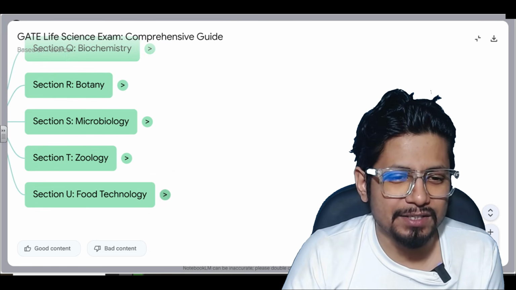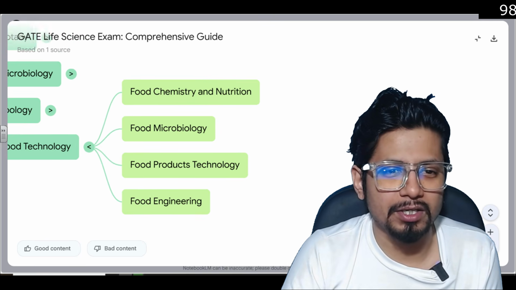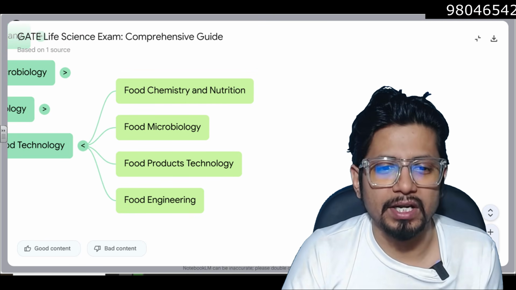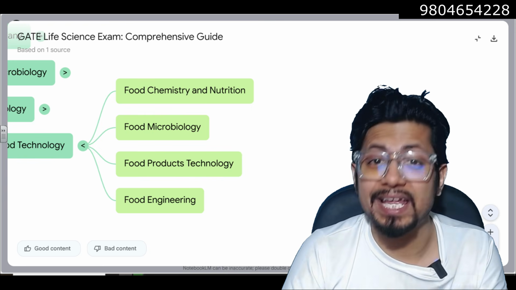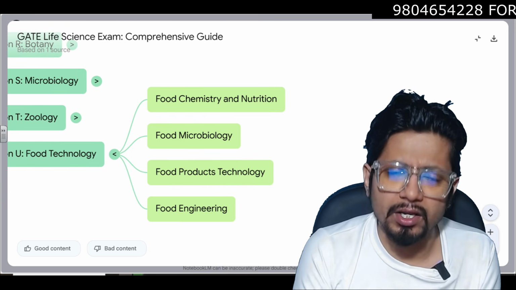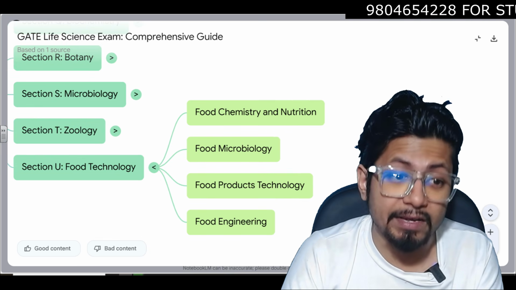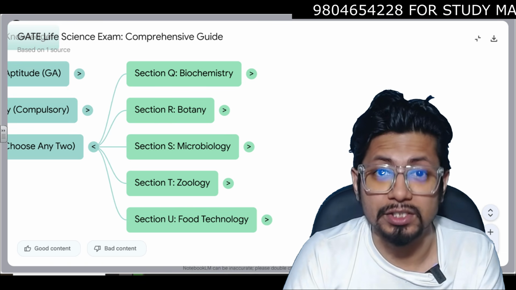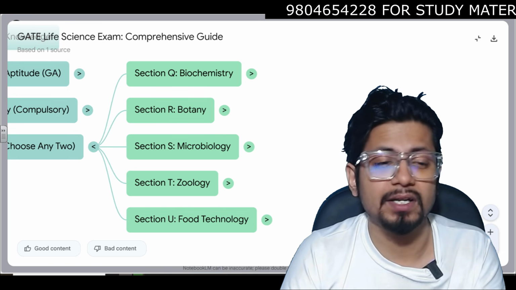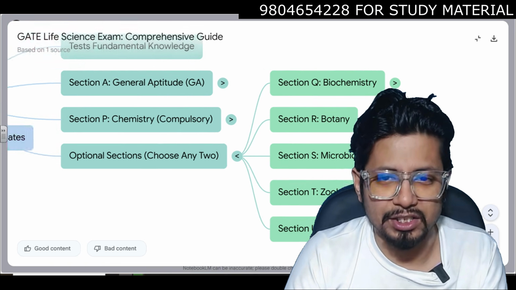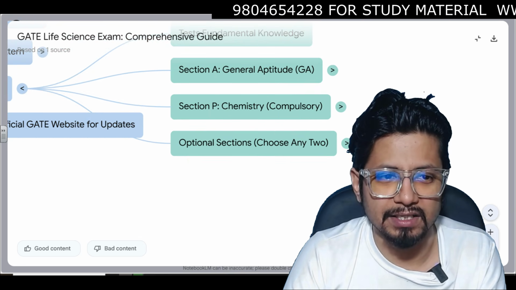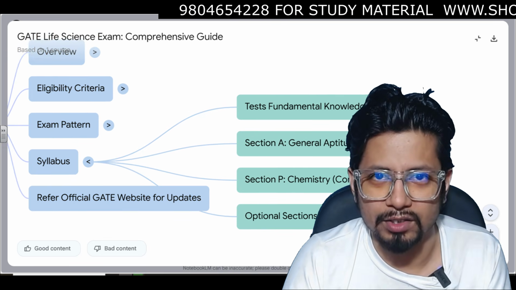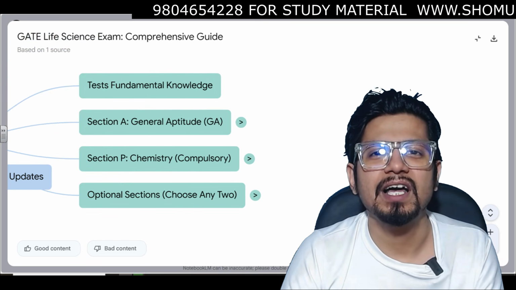Next, last is the food technology. In food technology, you can go with food chemistry and nutrition, food microbiology, food products technology and food engineering process. If you're from biotechnology or food and nutrition, definitely select food technology, and along with that you can select microbiology or biochemistry as a better combination for your selection of subjects. So these are the selection of subjects that you need to do for the syllabus or the preparation of these GATE Life Sciences.